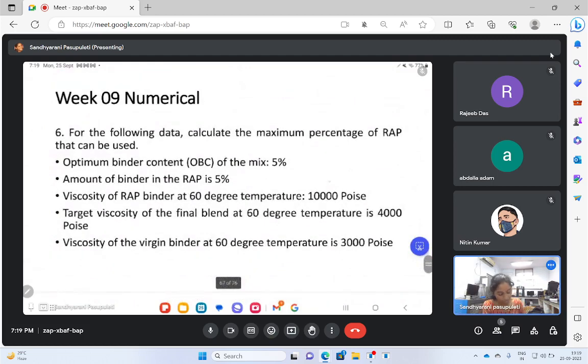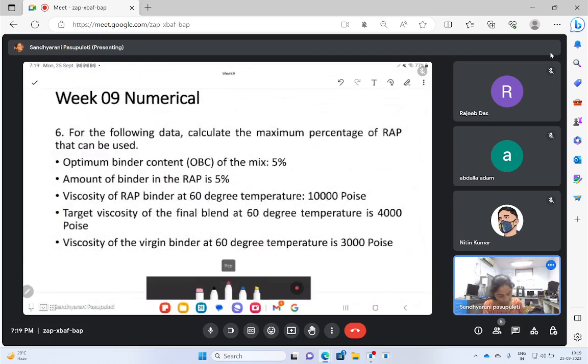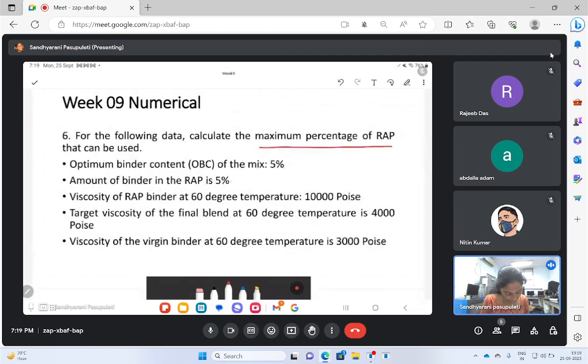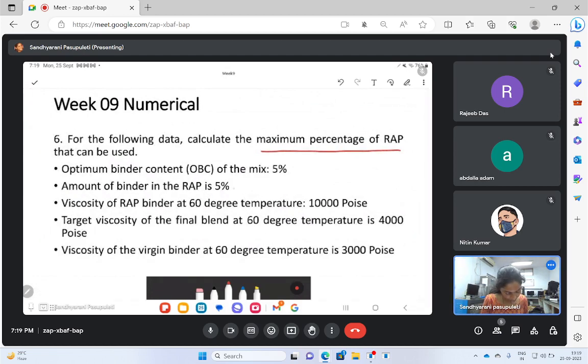Let us see another question. For the following data, calculate the maximum percentage of RAP that can be used. So what is given? Optimum binder content of the mix is 5%. Amount of binder in the RAP is 5%. Viscosity of RAP is 10,000. Target viscosity is 4,000. Viscosity of the virgin binder is 3,000.